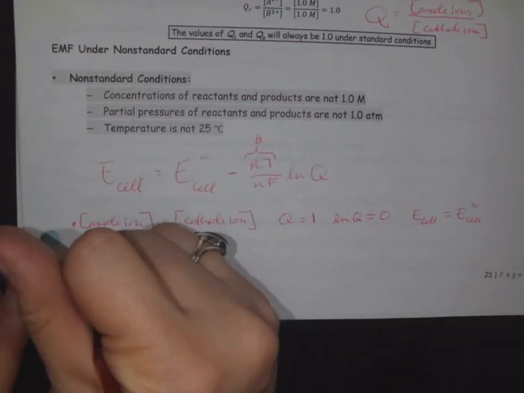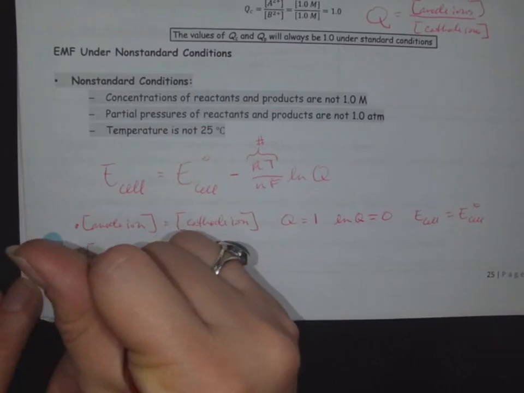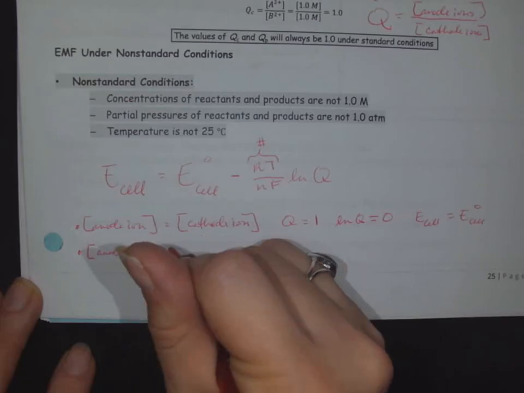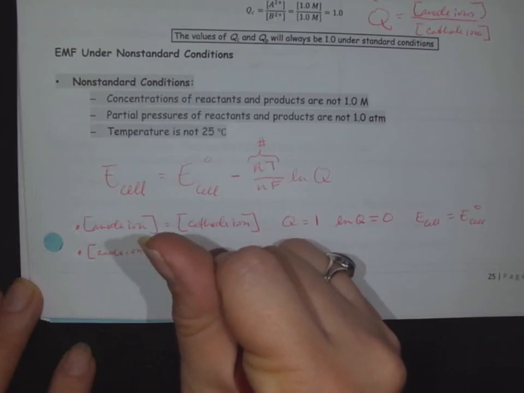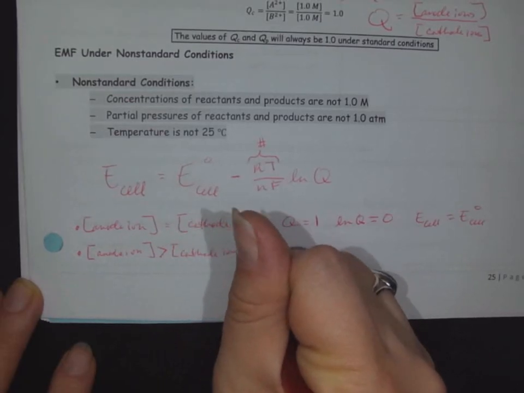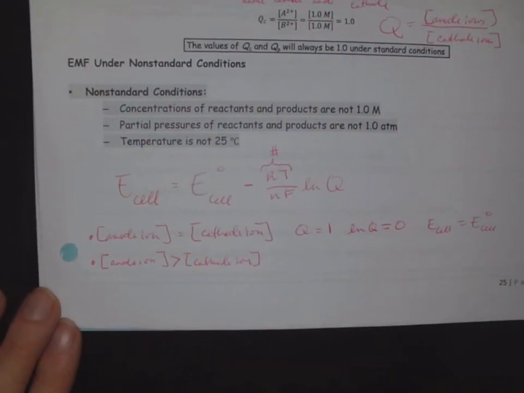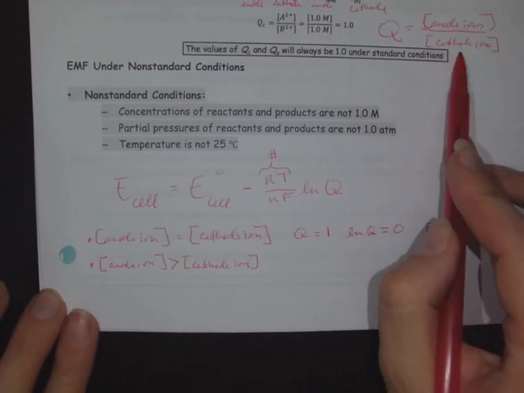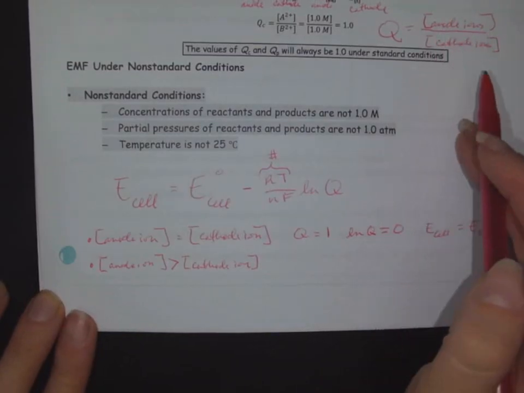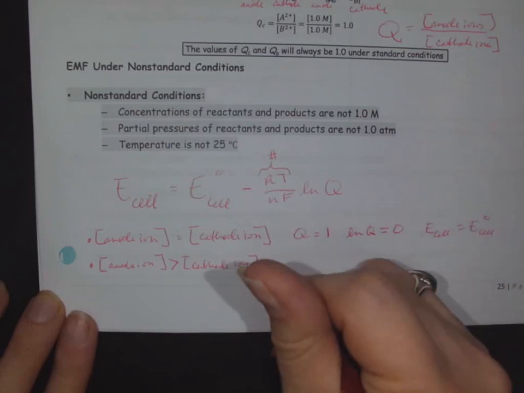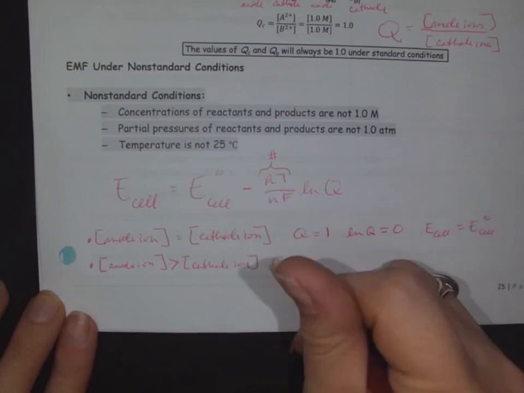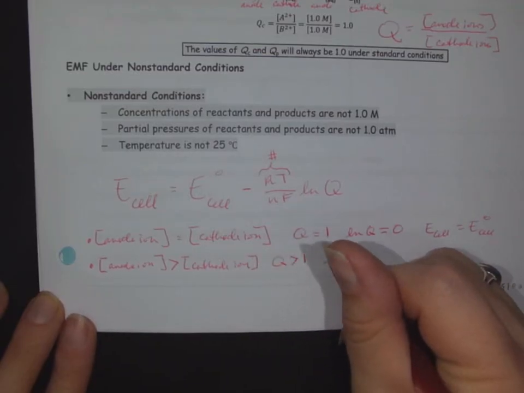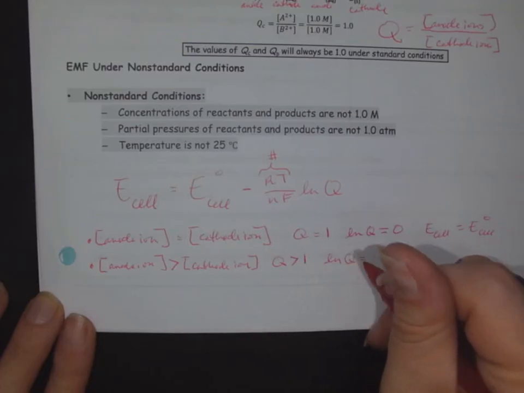Now let's change it. What if we either increase the concentration of the anode ion or decrease the concentration of the cathode ion? Again, not moles, but concentration. That would mean that we have a larger concentration of the anode or a smaller amount of our cathode, and that would result in a Q value that is bigger than 1. Q would be some number larger than 1. Okay? What if I take the natural log of a Q value that is bigger than 1?